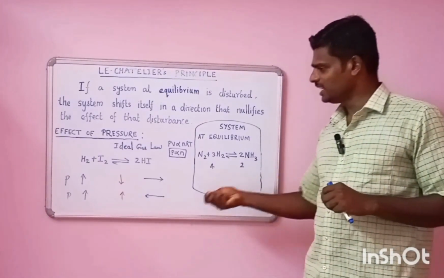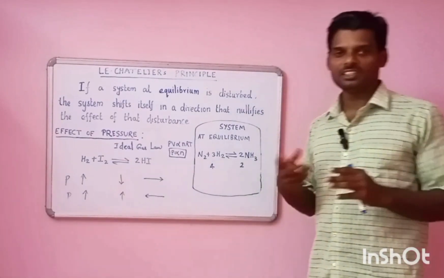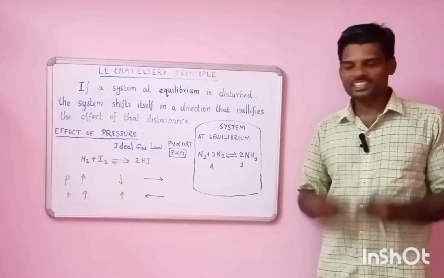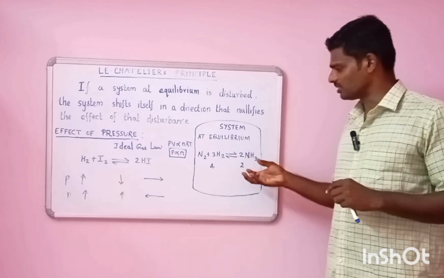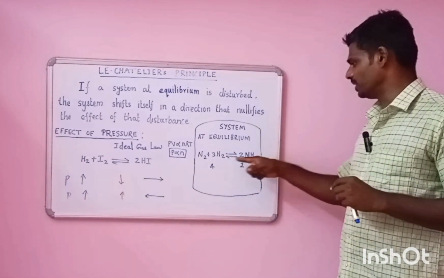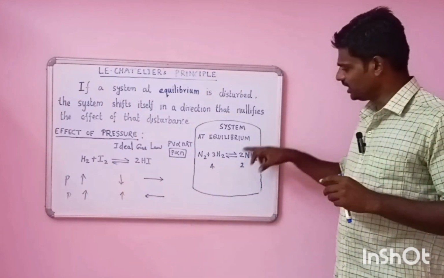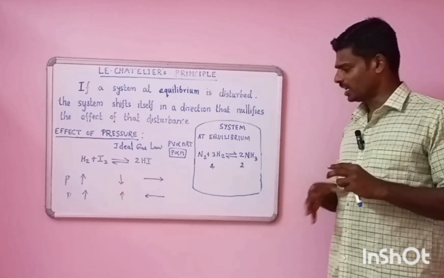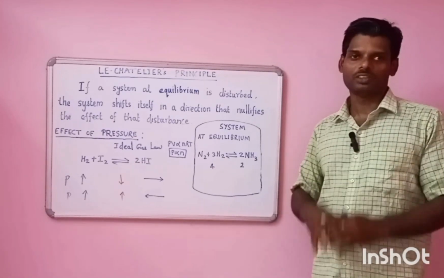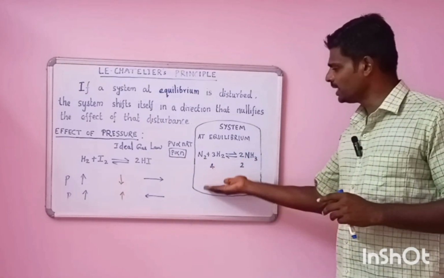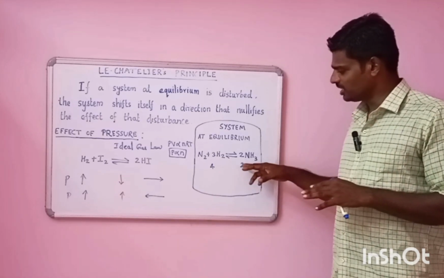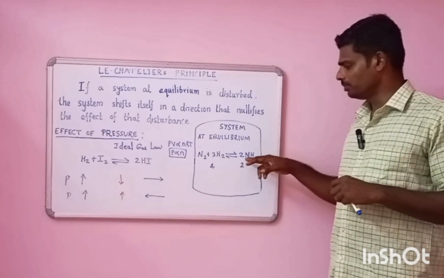Now if we are increasing the pressure, if you are changing the pressure in the system, the system will try to decrease the pressure. So in order to decrease the pressure, as I said before, it has to move forward. So it favors the forward reaction, so that the number of moles will be reduced, the total number of gaseous molecules will be less, and also the pressure will be less. So if we increase the pressure, the system will try to decrease the pressure, and the forward reaction will take place.